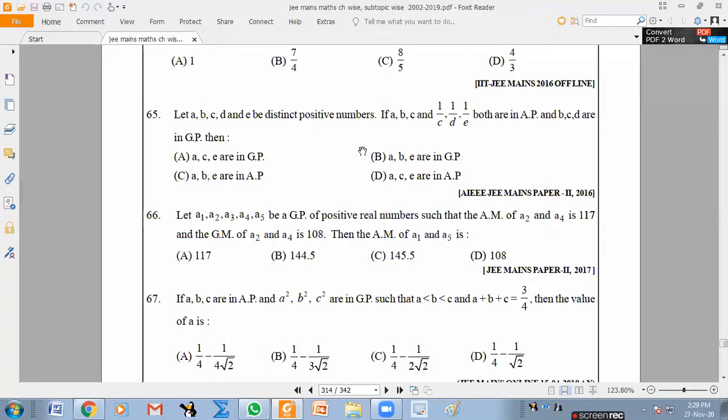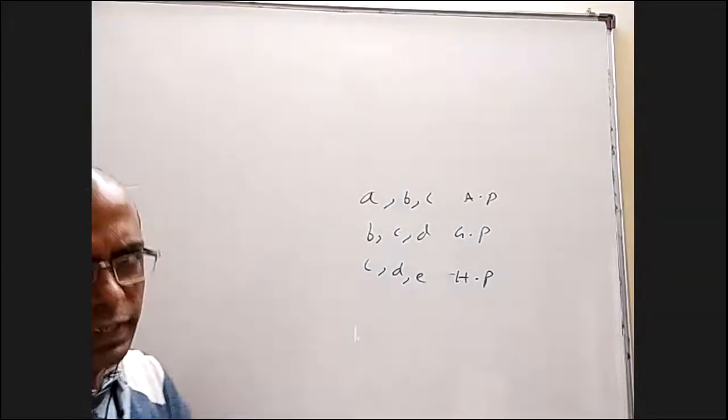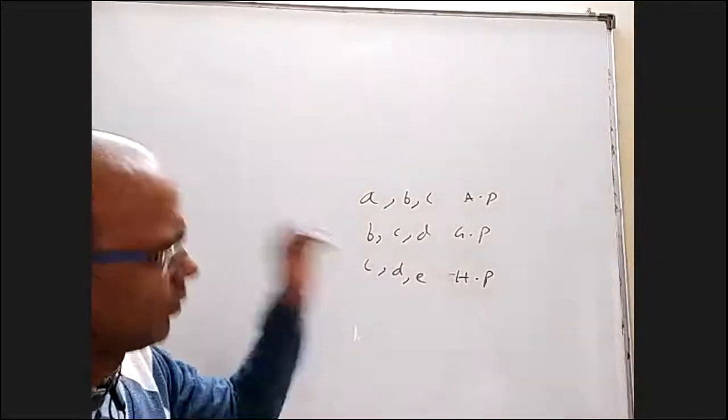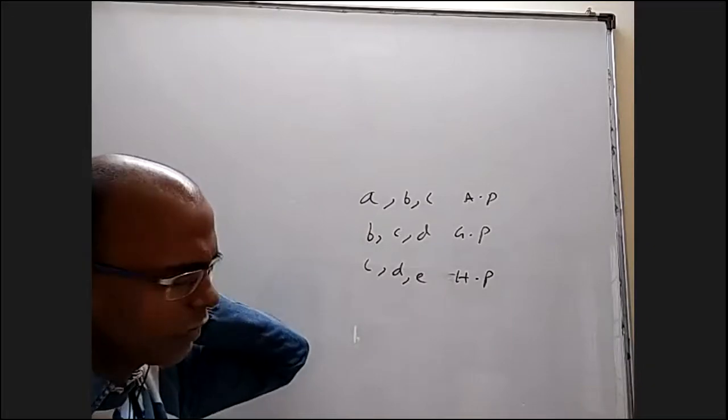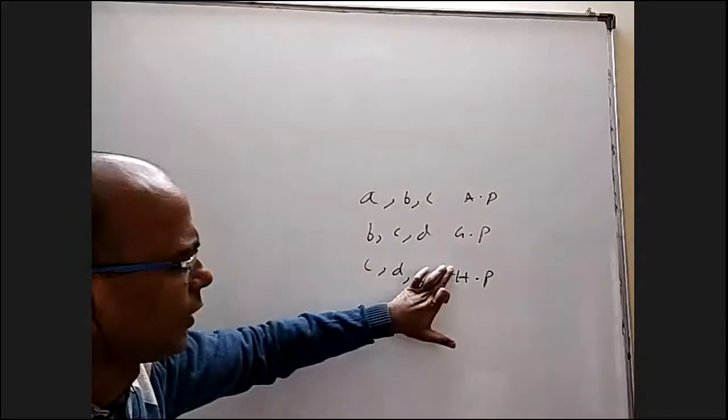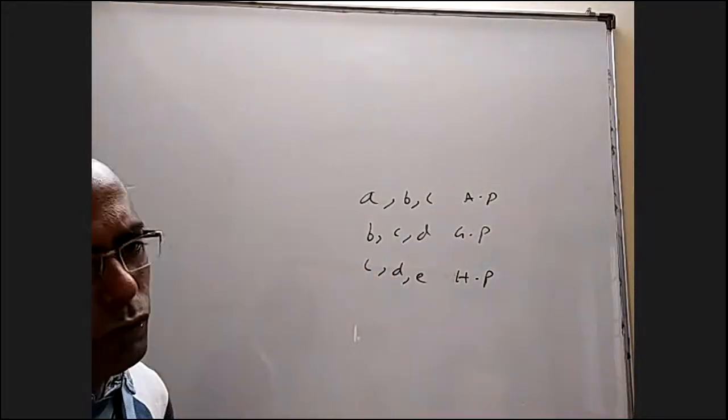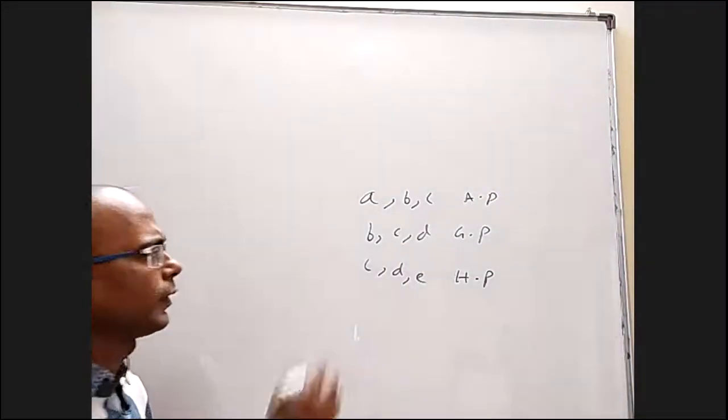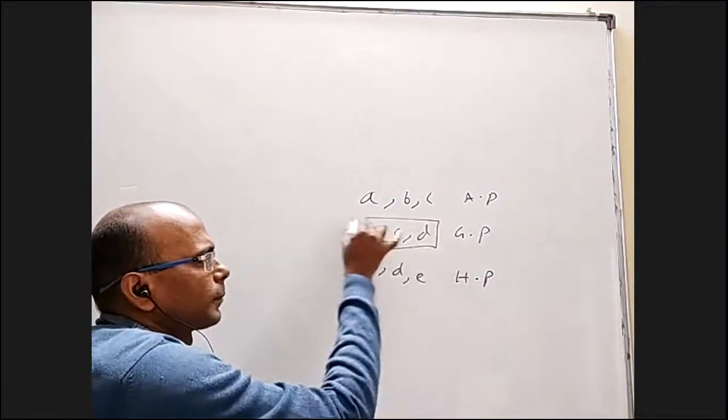Five numbers, A, B, C, D, E. A, B, C are in AP. B, C, D are in GP. And C, D, E are in HP. Okay. Anyway, last time I told slightly different. When I discussed in advance, I should have told at that time itself. There is something else I wanted to do. I'll start with this GP.